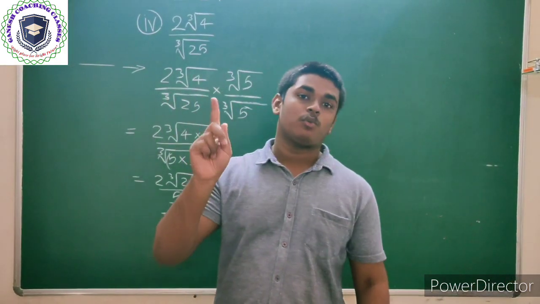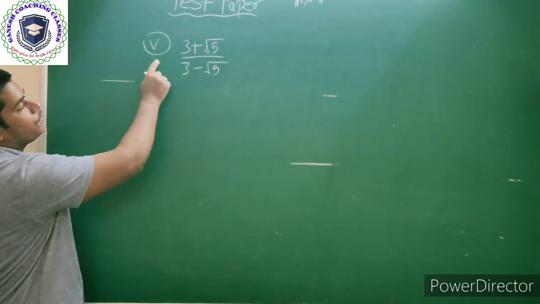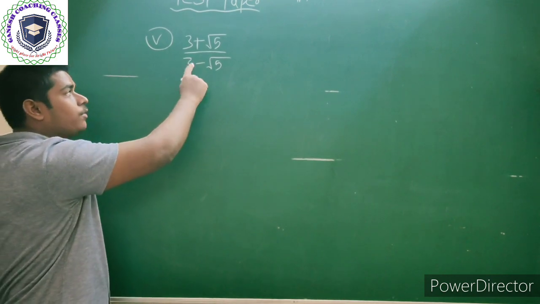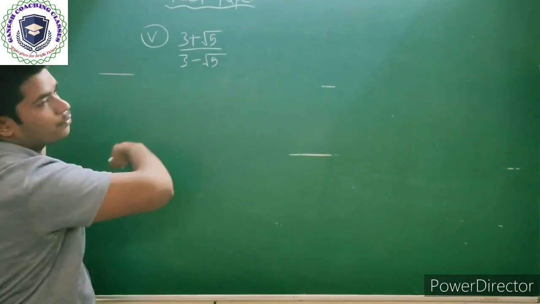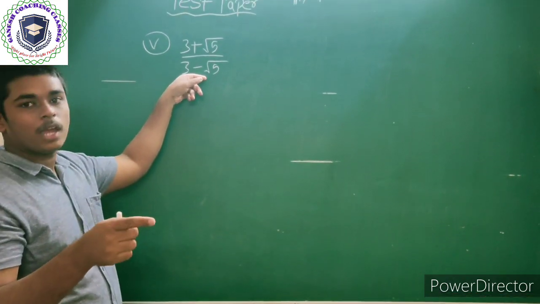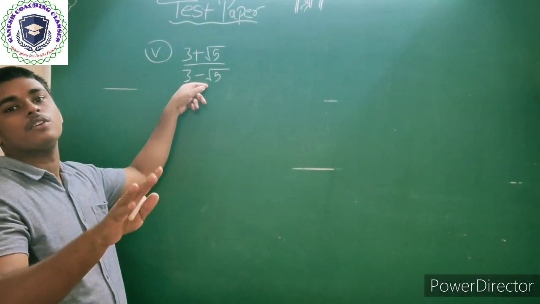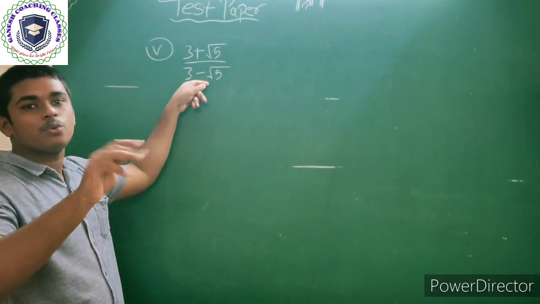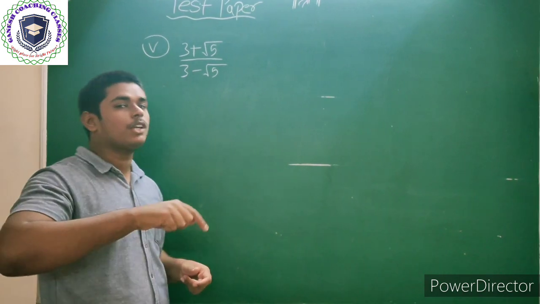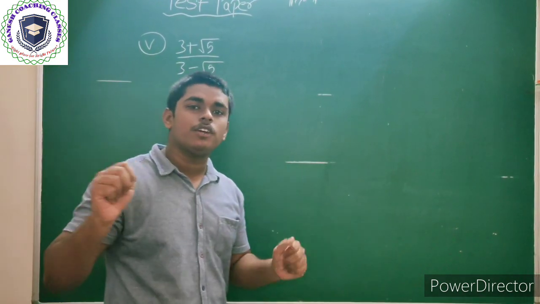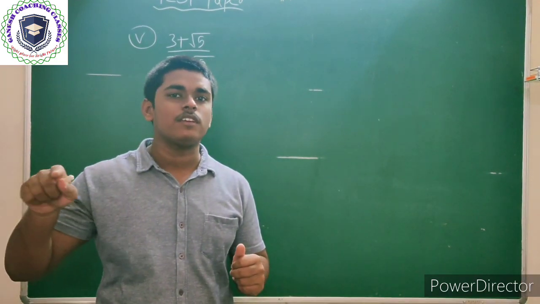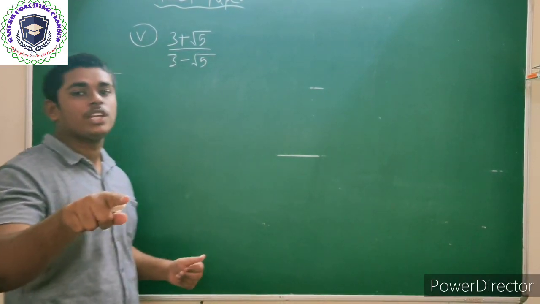Let's start question number 5. In the fifth question we have given 3 plus root 5, and in the denominator we have given 3 minus root 5. We have to rationalize the denominator. I told you already that when the denominator contains two different numbers, we have to take the conjugate. In the conjugate we change only the sign; we don't have to deal with the coefficient or the radicand.